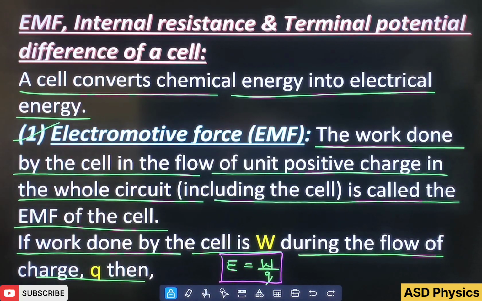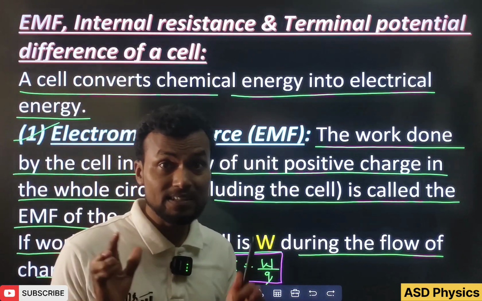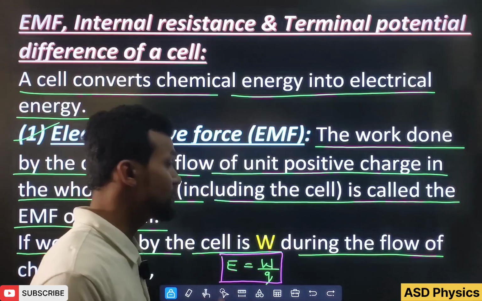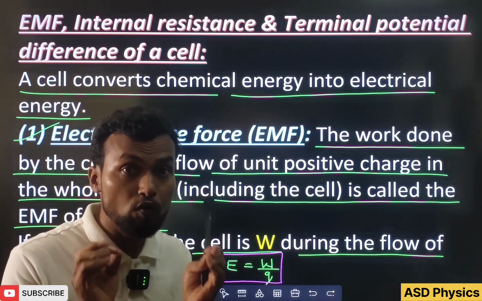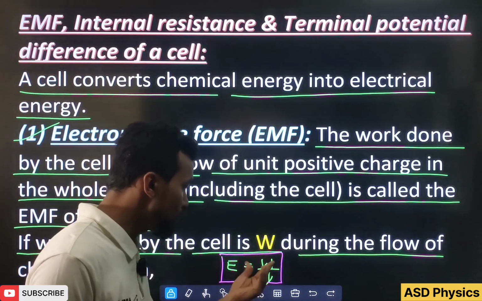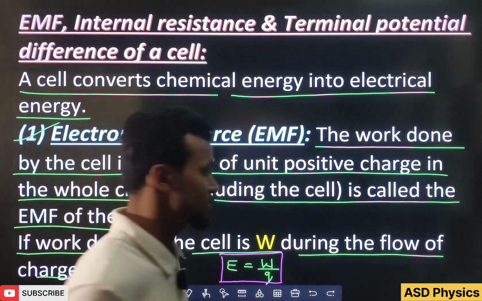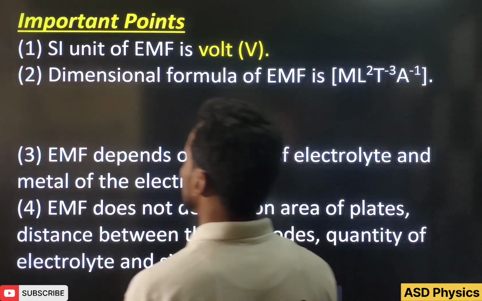And one thing remember, maybe in the term it is coming like a force, but it does not mean the SI unit of the EMF is the Newton. No, the SI unit of the EMF is the volt, or we can tell joule per coulomb also. You have to remember this. Great. Now we'll see some important points.